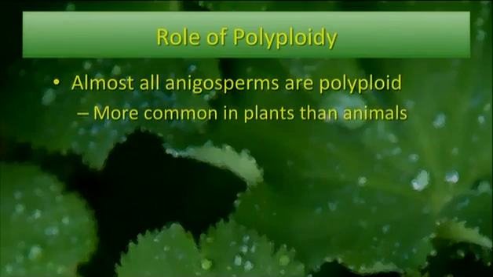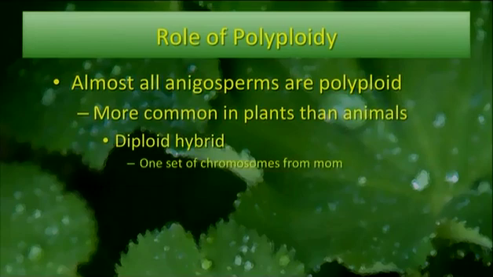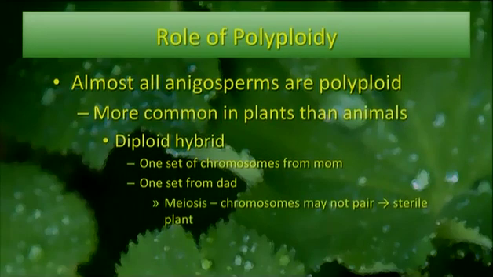So how can it actually happen? You can have a diploid hybrid, one set of chromosomes from mom, one set from dad. And you have meiosis, and chromosomes may not pair, so then you can have a sterile plant.